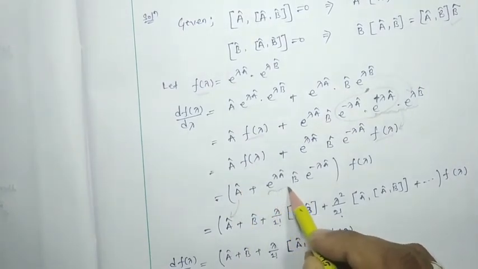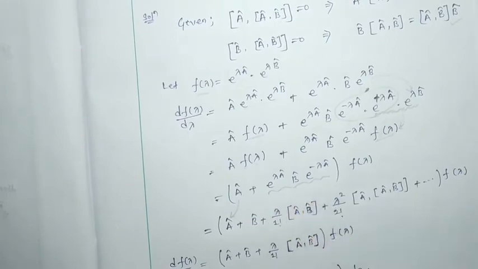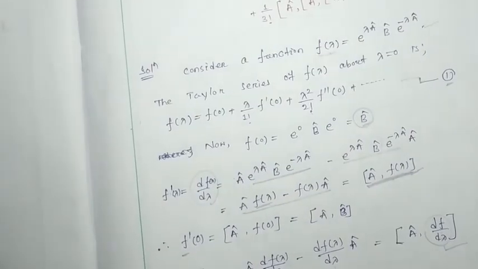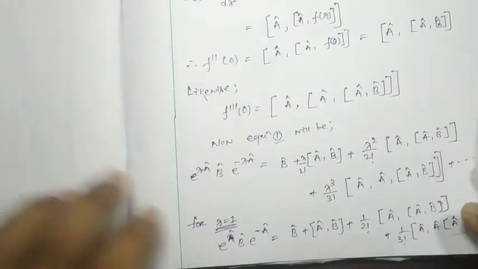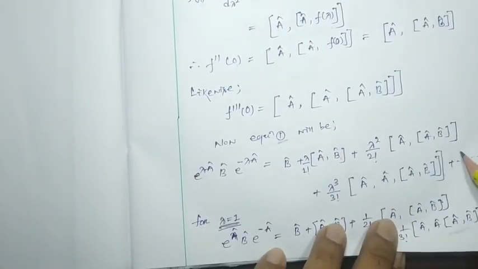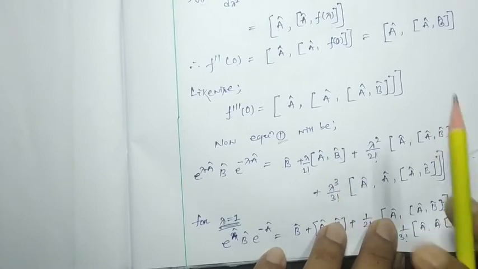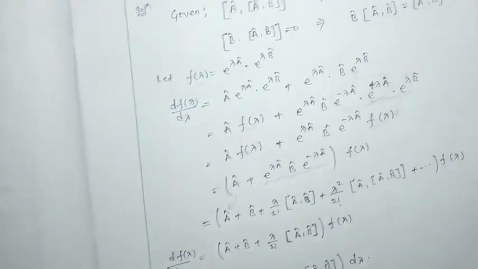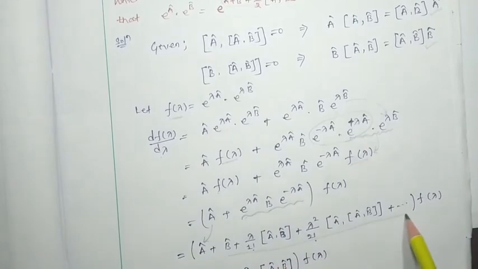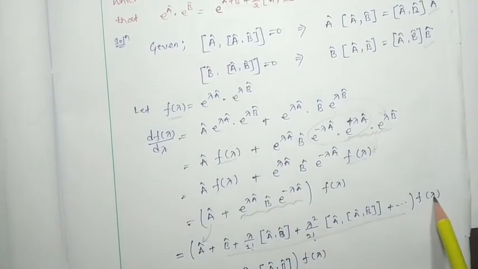See, this value in our previous question, how much have we found? In our previous question, we found e to the lambda a cap b cap e to the minus lambda a cap. I just have to put this result over there. So instead of e to the lambda a cap b cap e to the minus lambda a cap, I have to write the result of the previous question, and f of lambda will be here.